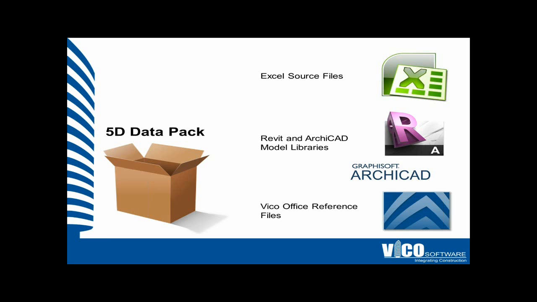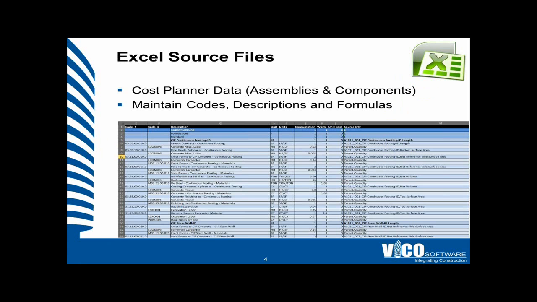The third component is a set of Vico Office reference files, and those .vico files or Vico projects can be unpacked in the Vico Office dashboard and then used as a reference when you're working with the cost plan. They contain the exact same content as the collection of Excel source files. So it is the Excel source files that have already been imported into Vico Office and stored so that you can quickly bring them in Vico Office and start using them. So let's go through them one by one.